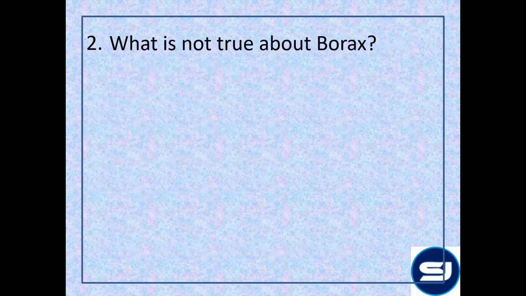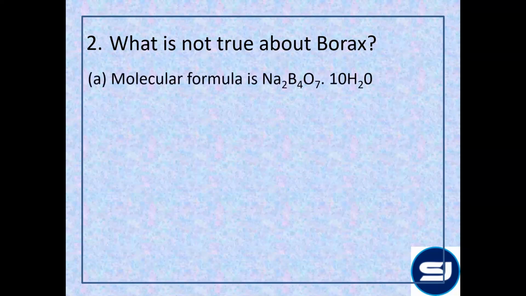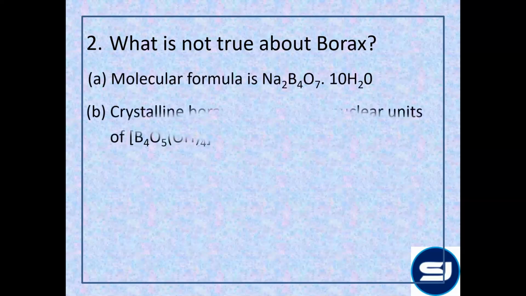What is not true about borax? First of all, tell me the formula of borax. Borax formula is Na2B4O7.10H2O. That's borax. So for borax, what is not true? Molecular formula is Na2B4O7.10H2O. Perfectly okay. That's correct.